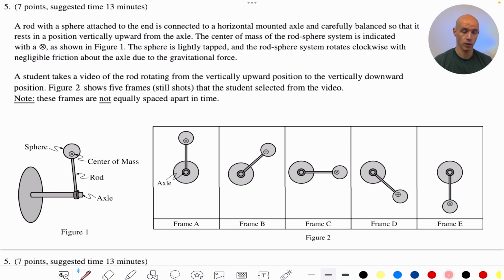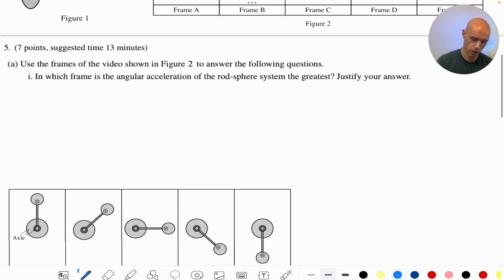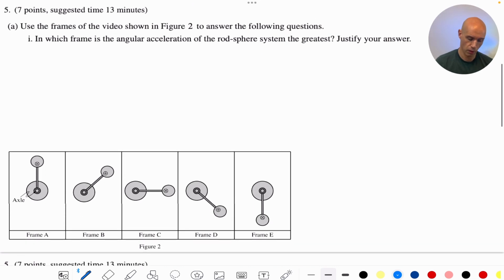This is a 2023 AP Physics 1 problem, number 5, and we have rotation again. Rotation is very important, but especially knowing the basics of rotation. Let's see, we have negligible friction, something about the center of mass that looks very complicated. We have some distance here, and okay, let's see, fine. So it says, use the frames in the video to answer the following questions.